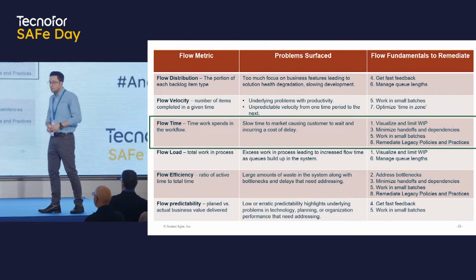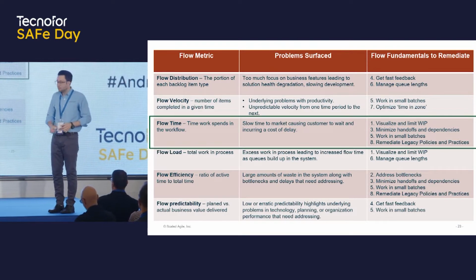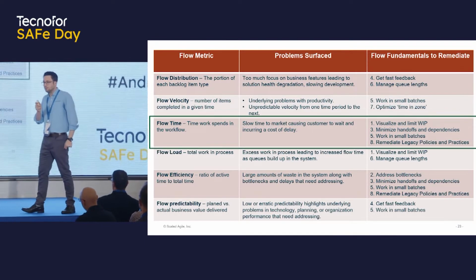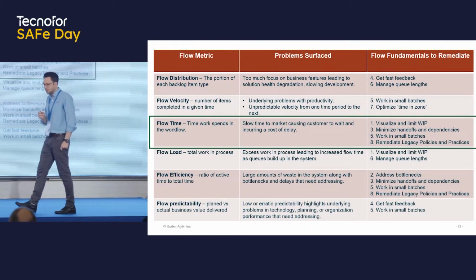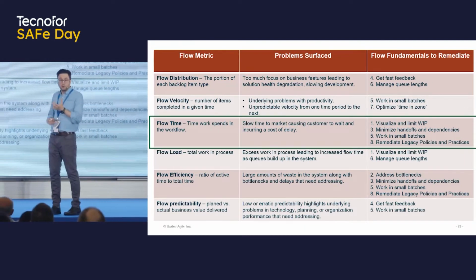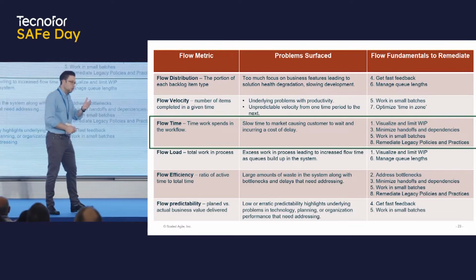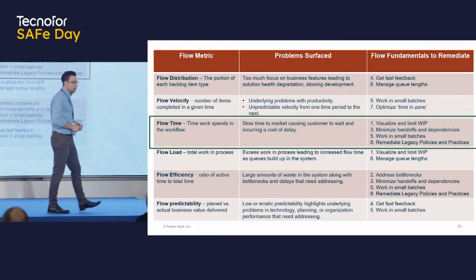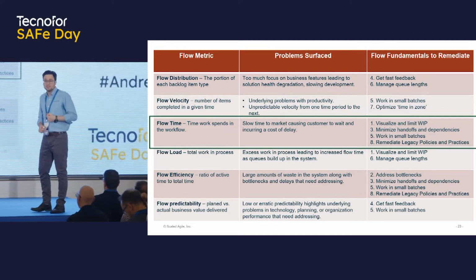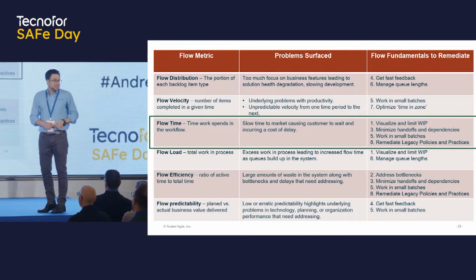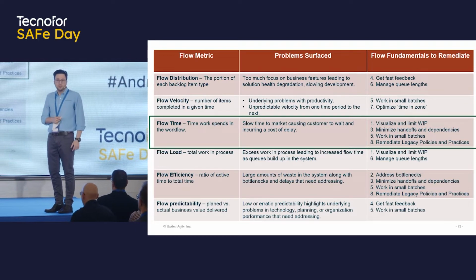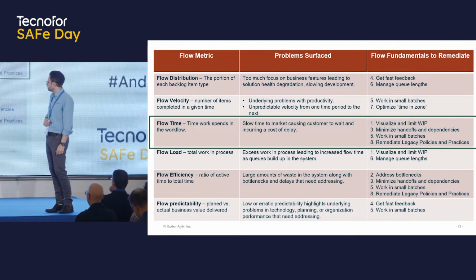Small batches, of course, again, but also number 8, remediate legacy policies and practices. At the feature level, this is where we start to see the old ways of working coming in. As we deliver those features, as we release them, as we define them. So look at the work you're doing and ask yourself, are there any practices that we no longer need? Or worse than that, are there any practices that are inhibiting the way we're trying to work in terms of lean and agile?